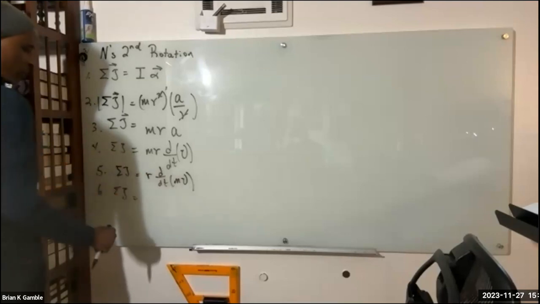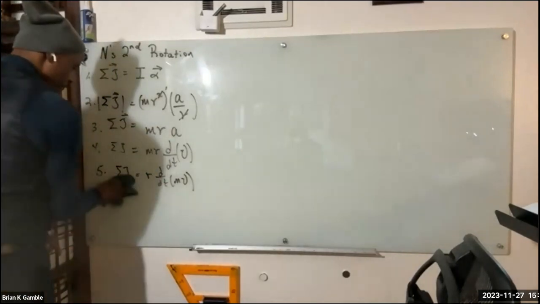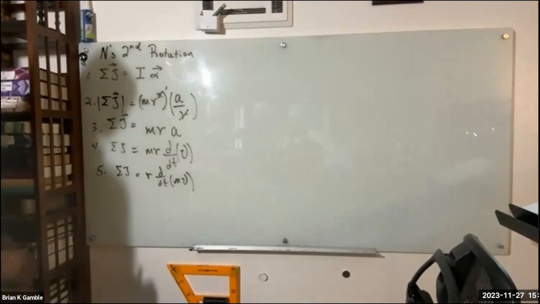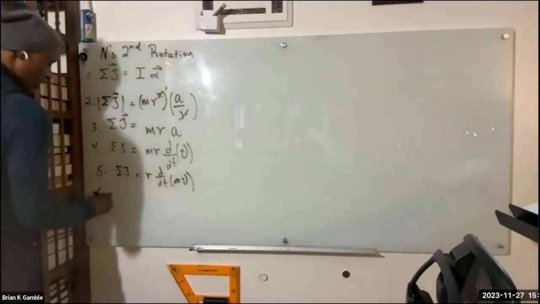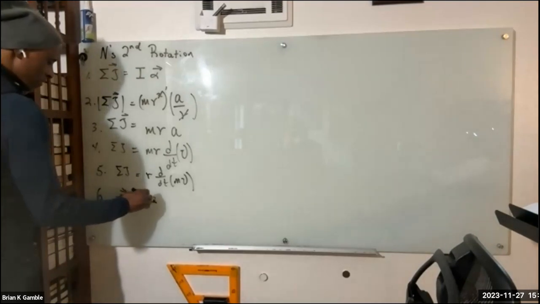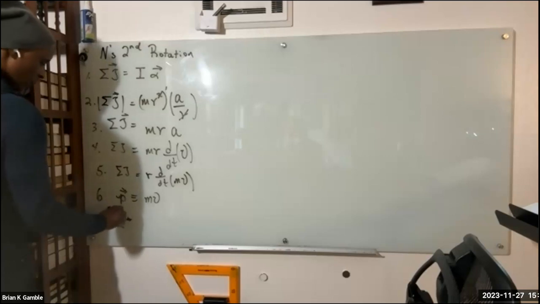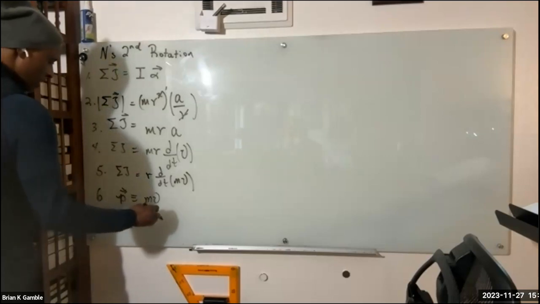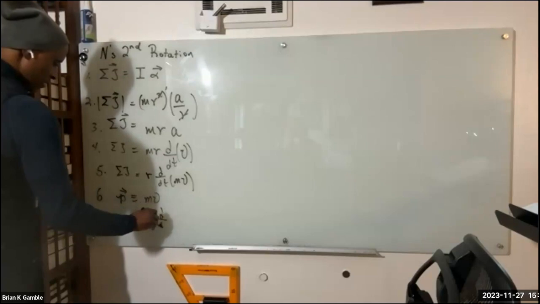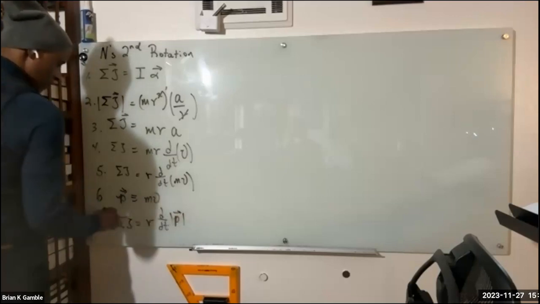Now, of course, we know by definition that mv is momentum, linear momentum. We defined that a while back. So P is defined as mass times velocity. So we can substitute that in. The net torque is equal to r times the time rate of change of the linear momentum, P. Now we'll just go with the magnitude.